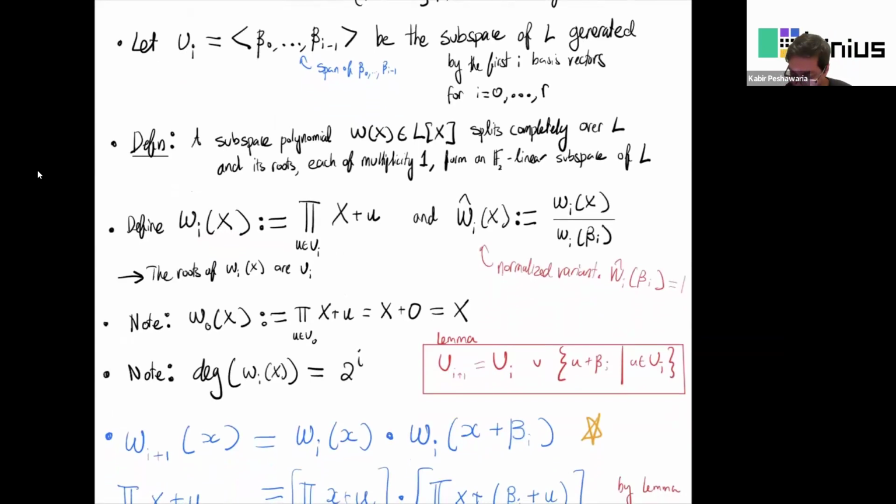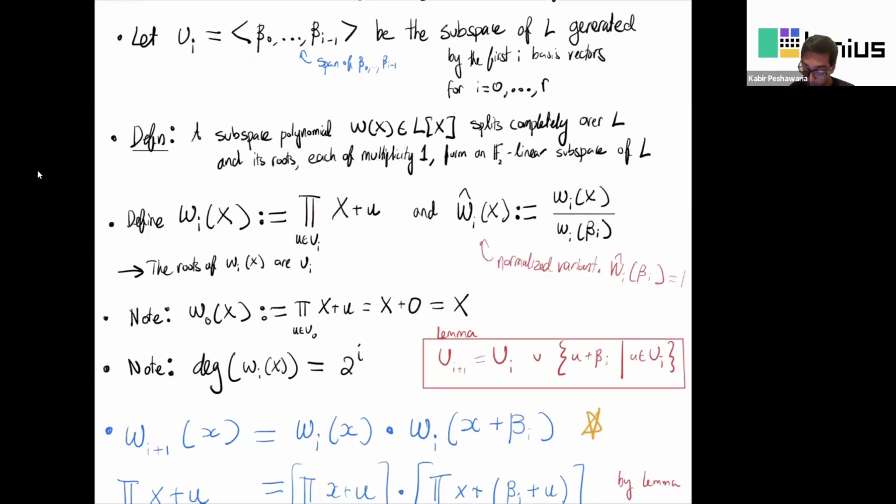Now, maybe I'll make a quick note. We're working over binary fields, so everything is characteristic 2. That means for any element, that element plus itself gives you 0. So if you pass in as capital X some value that's in U_i, you'll get that value plus itself as one of the factors. The value plus itself is going to be 0 as a factor. So the roots of W_i(x) are in fact just U_i.